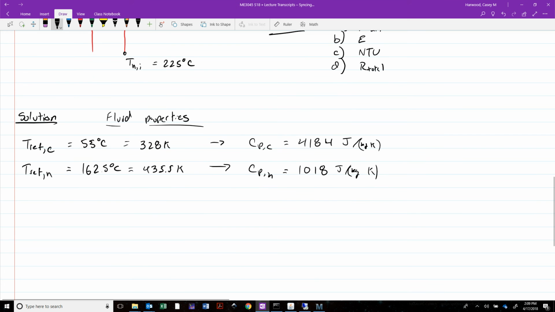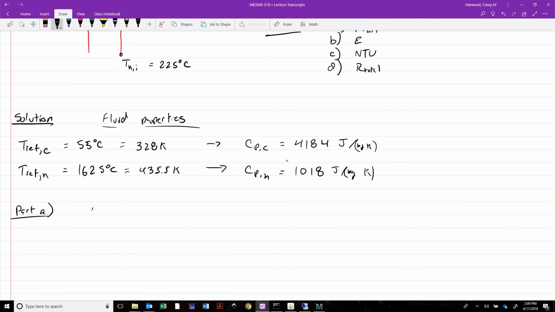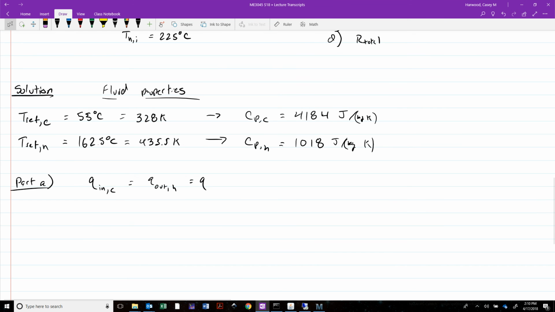Okay, so now proceeding on to part A. What is m dot of the air? That is, what is the mass flow rate? So we're going to find this by using an energy balance. In other words, we're going to say Q in of the cold is equal to Q out of the hot, right? Which is just equal to Q. This is the same definition we gave before.